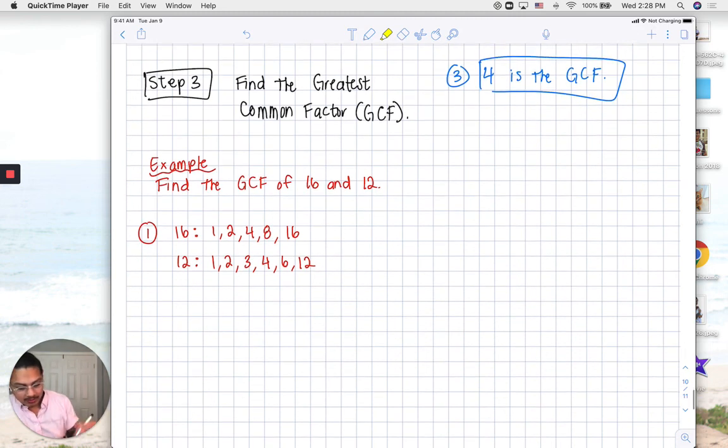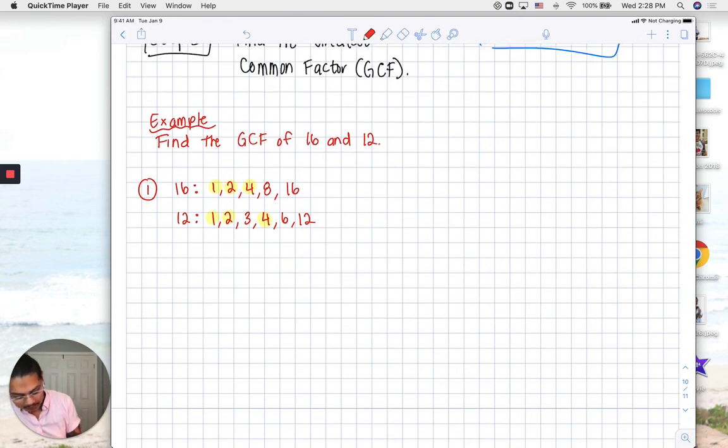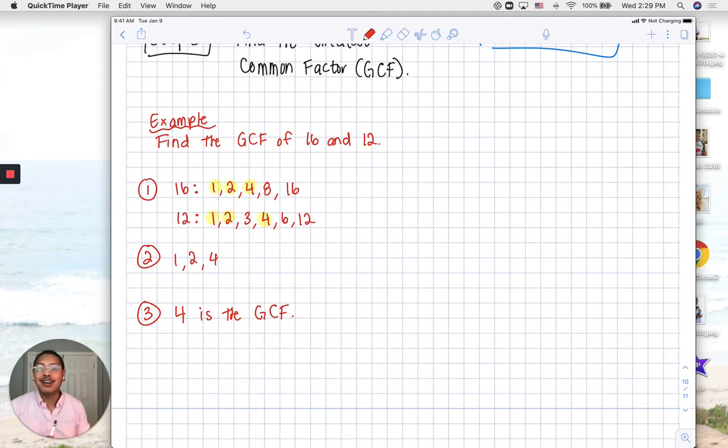Identify the common factors. They both have a 1. They both have a 2. They both have a 4. Is that it? I believe so. Write them down. That's step 2. The common factors are 1, 2, and 4. Now you're on your final step. Find the greatest common factor. Find the biggest number that both of these numbers have in common. Find the biggest factor, please, and that would be 4. 4 is the GCF, the greatest common factor. And there you have it. That's how you find the greatest common factor.